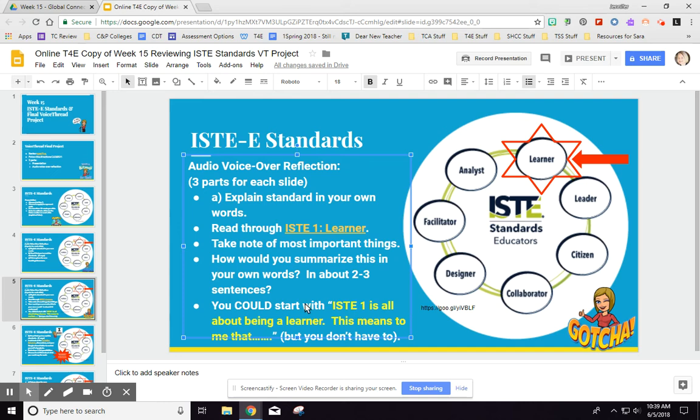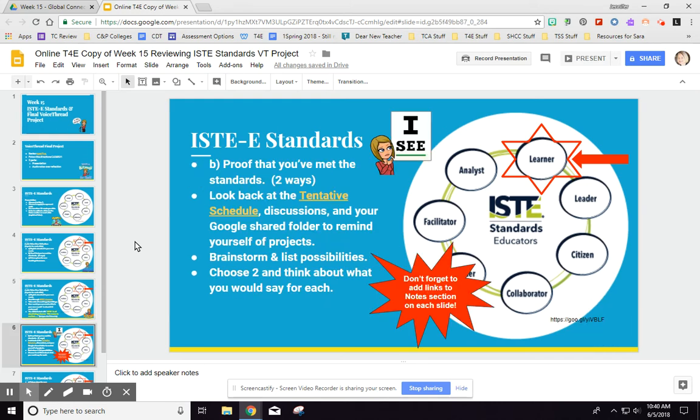Okay, that was a little wordy. It doesn't have to be that much, but you need to include something about what ISTE 1 means to you. It means to me that, and then go forward. The next thing you're going to include on each one of your slides for your VoiceThread voiceover is proof that you've met the standard. So what are 2 ways that you have met the standard?